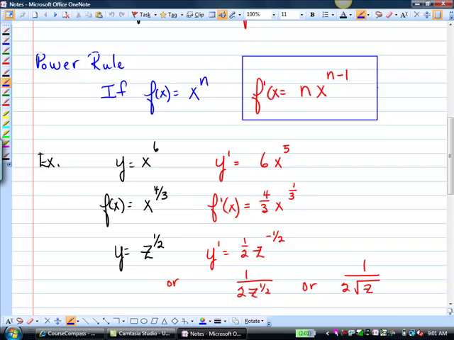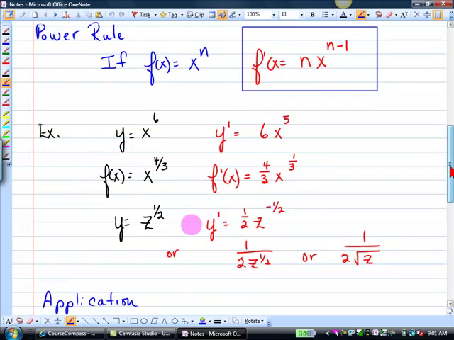So if we're looking at y equals x to the 6th, y prime is 6x to the 5th. What happened? The 6 went to the front, and we took 1 away from 6, so that was 5. So 6x to the 5th is the derivative of x to the 6th. x to the 4/3. Okay, we bring 4/3 to the front. We take 1 away from 4/3. So you've got to think of it as 3/3. So 4/3 minus 3/3, 1/3. So you have 4/3 x to the 1/3.